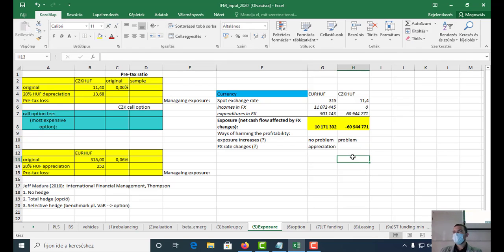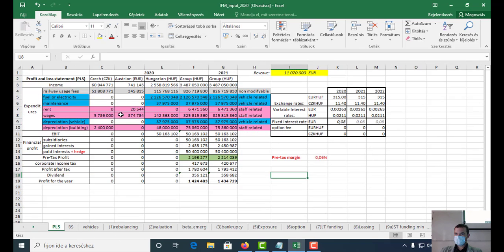So partially, firing people in the Czech Republic can be reasonable because you can say that I can decrease my exposure, because some part of the expenditures were at least wage related, because the majority will be road usage fees or fuel and electricity, if you are using electric traction.